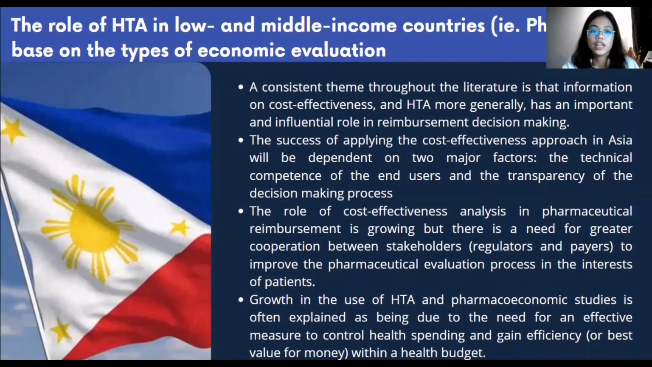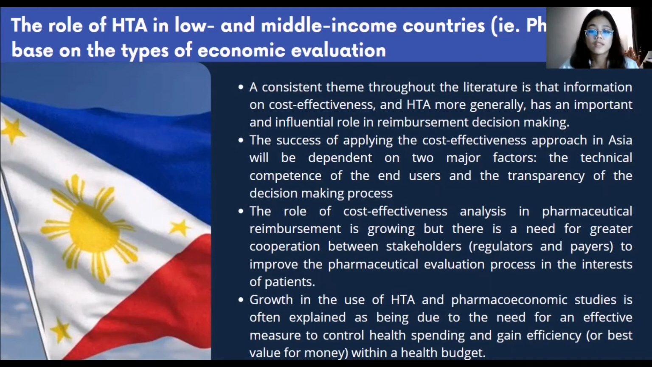The role of HTA in low and middle income countries, for example, the Philippines, based on the type of economic evaluation: a consistent theme throughout the literature is information on cost effectiveness, and HTA more generally has an important and influential role in reimbursement decision making. The success of applying the cost effectiveness approach in Asia will be dependent on two major factors. First will be the technical competence of the end users and the transparency of the decision-making process.